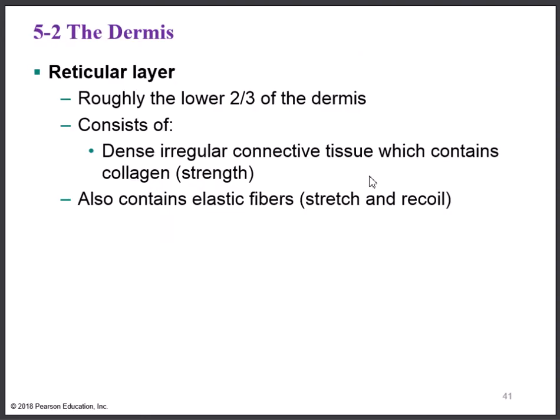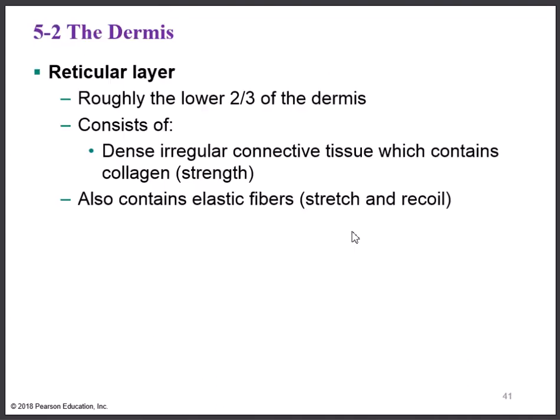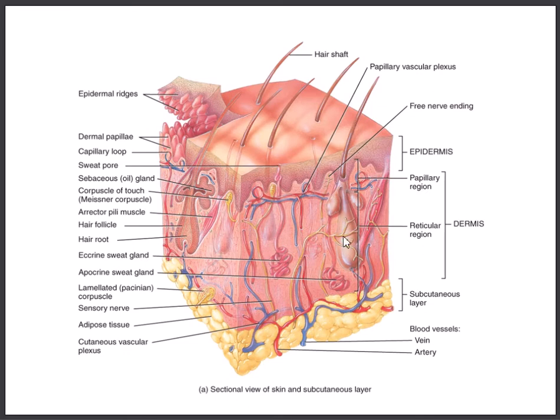The reticular layer now, that's going to be the lower 2/3. So right in here, below this blood vessel line, this is all going to be the reticular layer. This is primarily made up of dense, irregular connective tissue, which is predominantly collagen, and collagen is what gives that part of the dermis strength. But we also see some elastic fibers in the reticular layer. That allows the dermis to be stretched, but then it recoils back. Elastic fibers are going to have recoil. You can see these lines here represent collagen, a thicker type of connective tissue. So all of this is the reticular region, and this would be the reticular region in the Tortora interpretation.